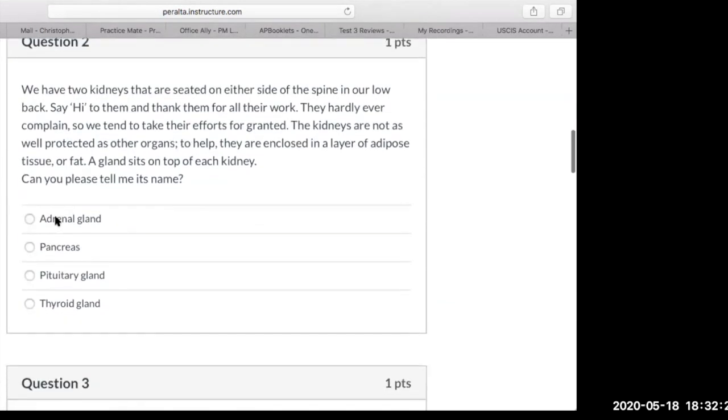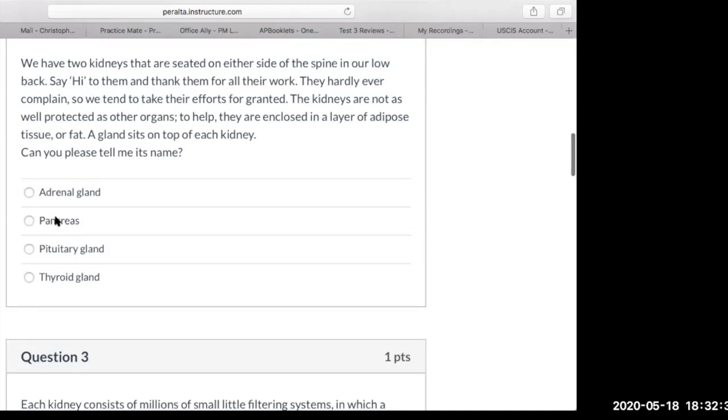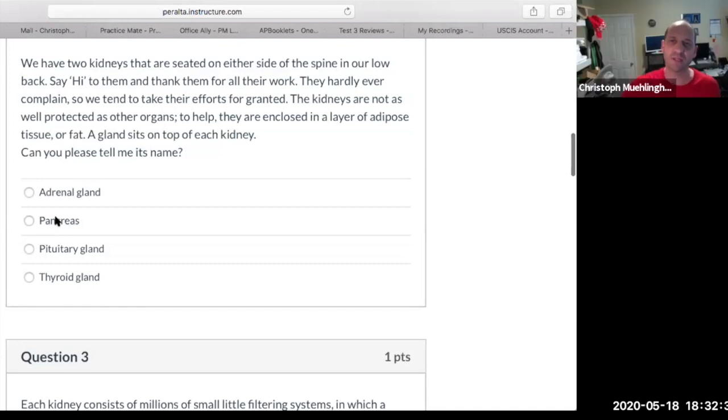Good, very good. Number 2, we have 2 kidneys that are seated on either side of the spine in your low back. Say hi to them and thank them for all their work. They hardly complain, so we tend to take their effort for granted. The kidneys are not as well protected as other organs. To help with that, they are enclosed in an adipose fat tissue layer.